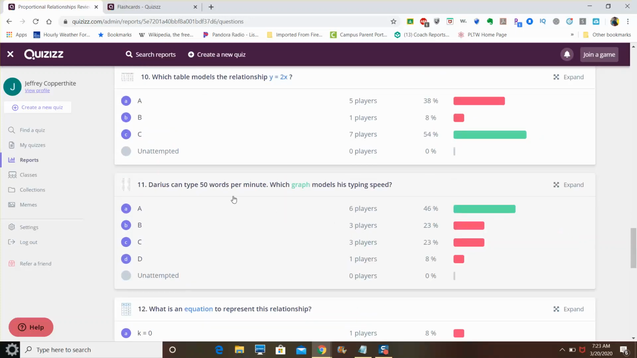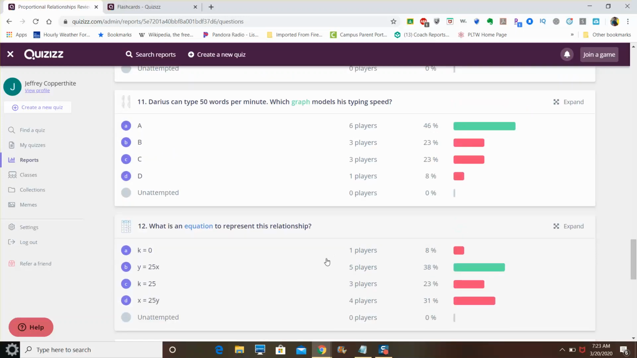If Darius can type 50 words per minute, which graph models his typing speed? The correct graph was graph A, which is the top left one. And again, I can't bring this to be any bigger, but what I can tell right now is that if I were to divide the y and the x that goes with that top left graph, that would be 50. Y divided by x would be 50 for any of the points you pick on that graph. All right, which equation models this relationship?